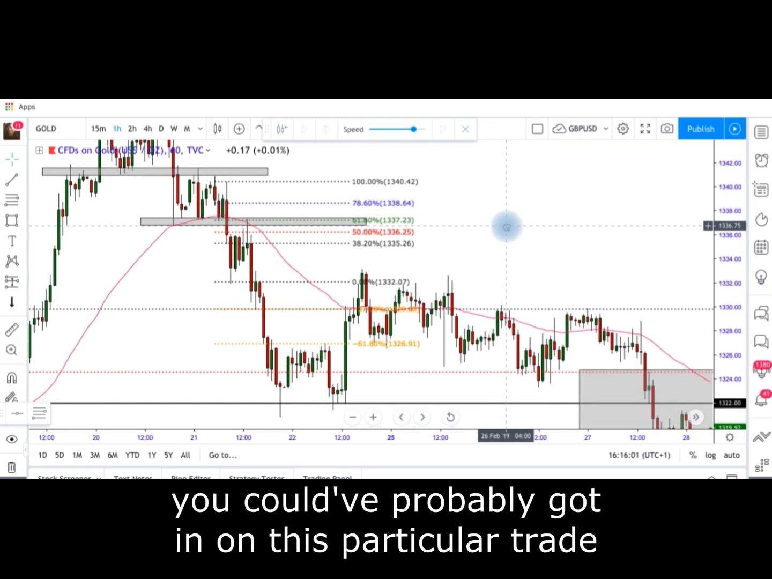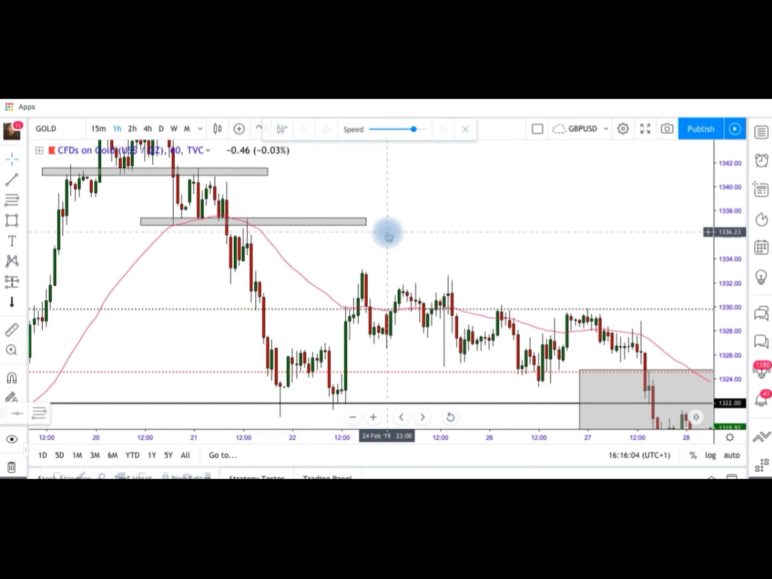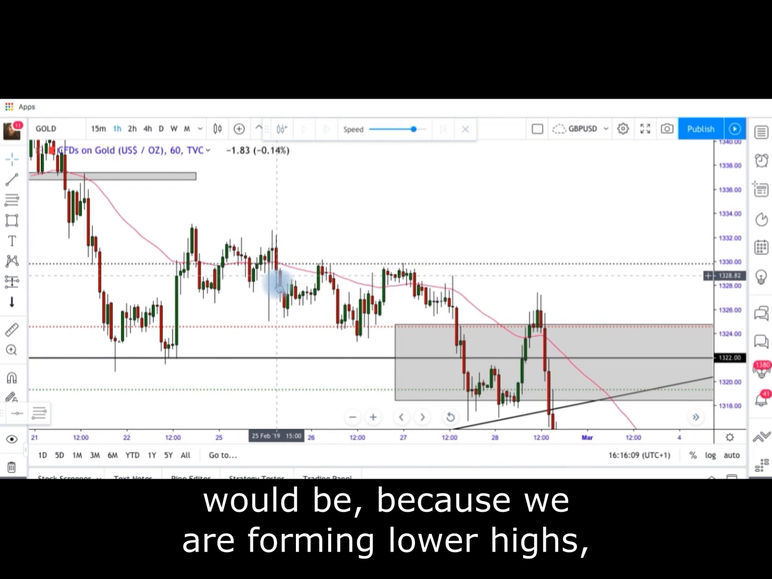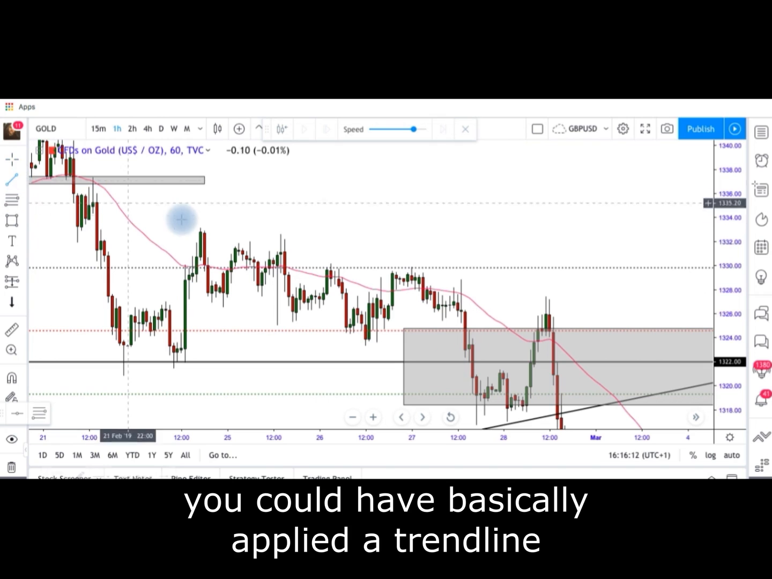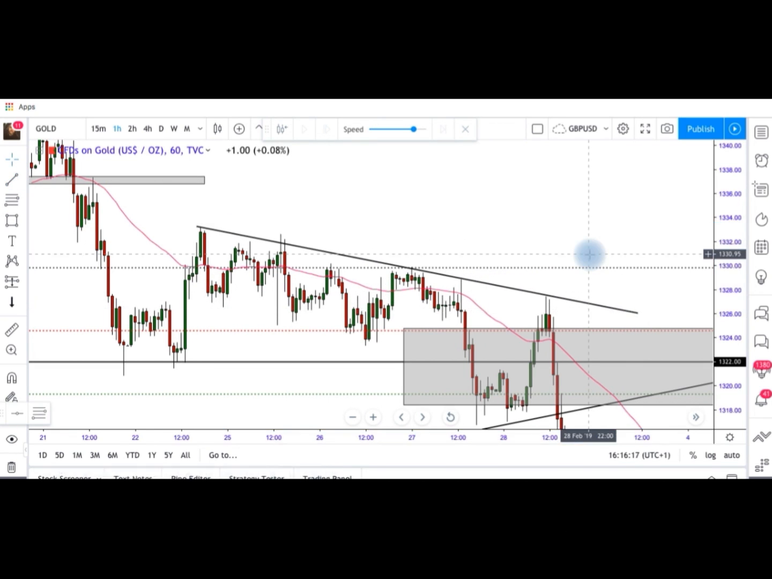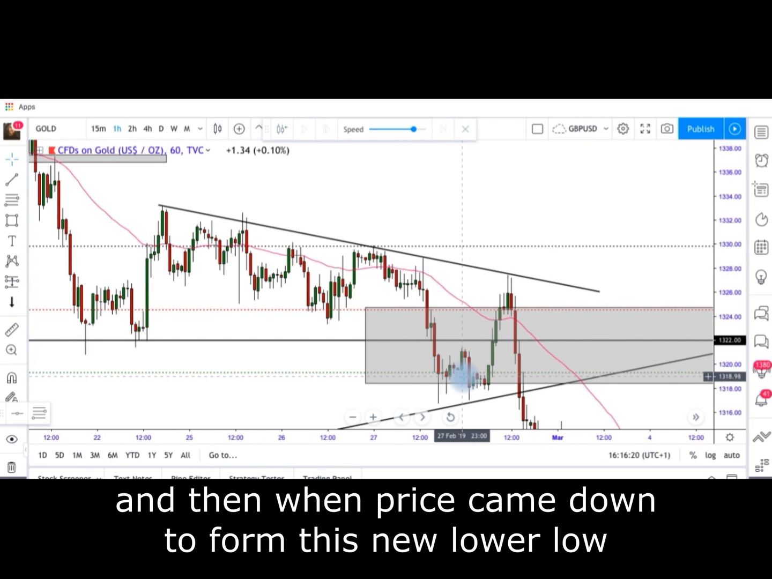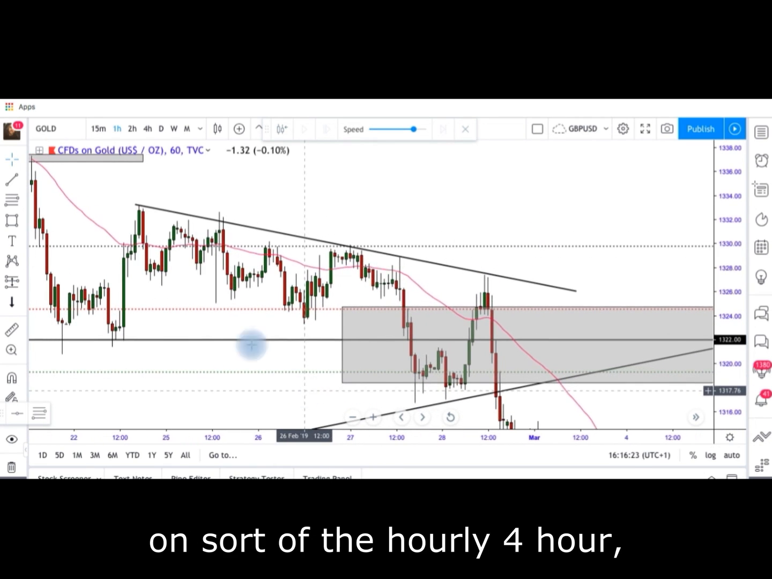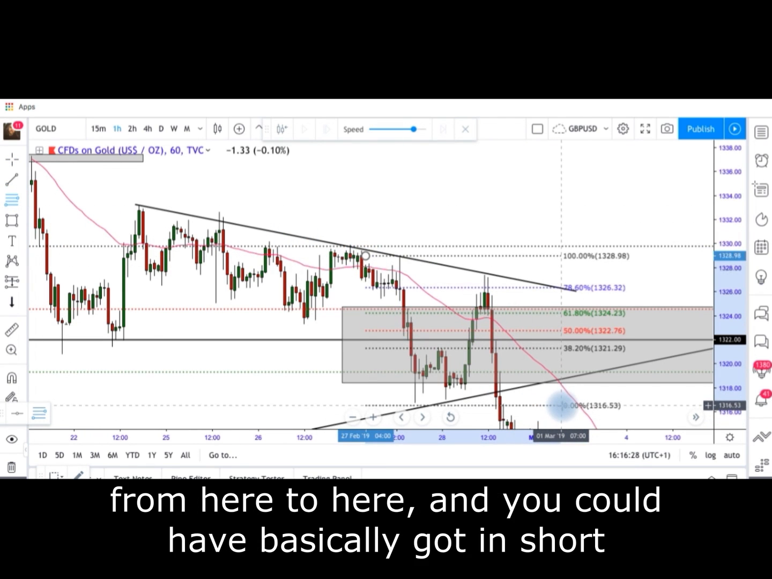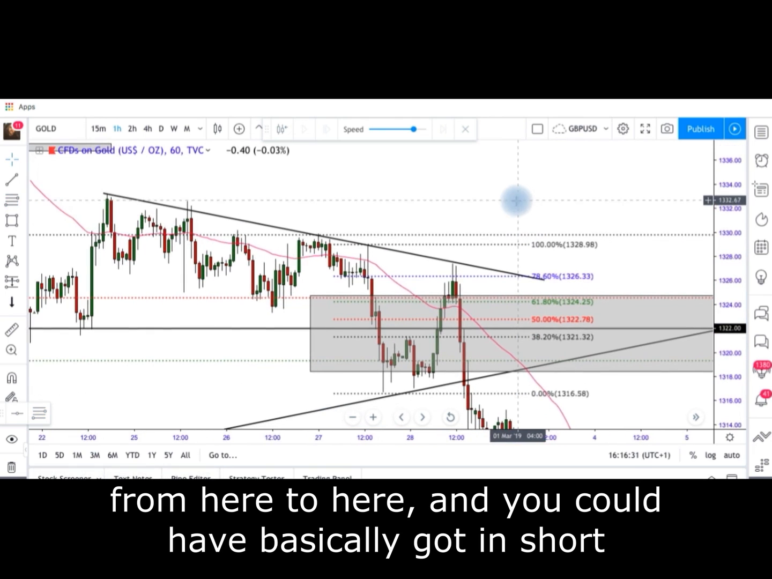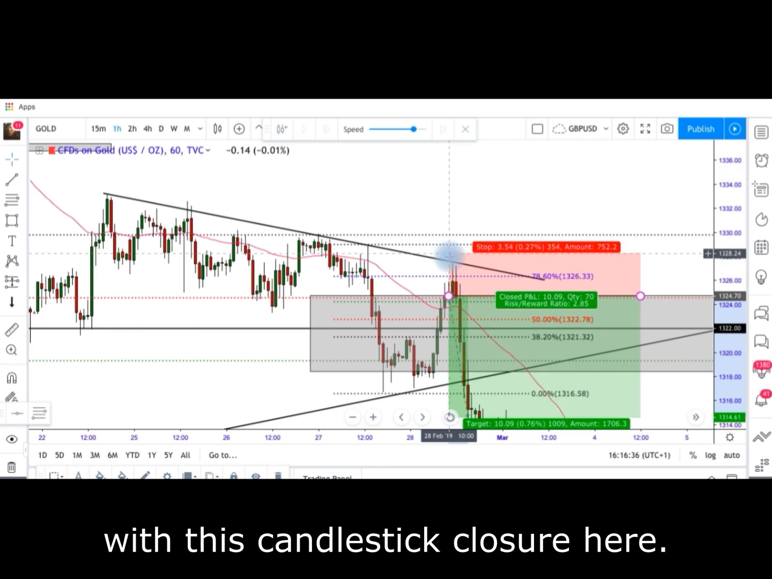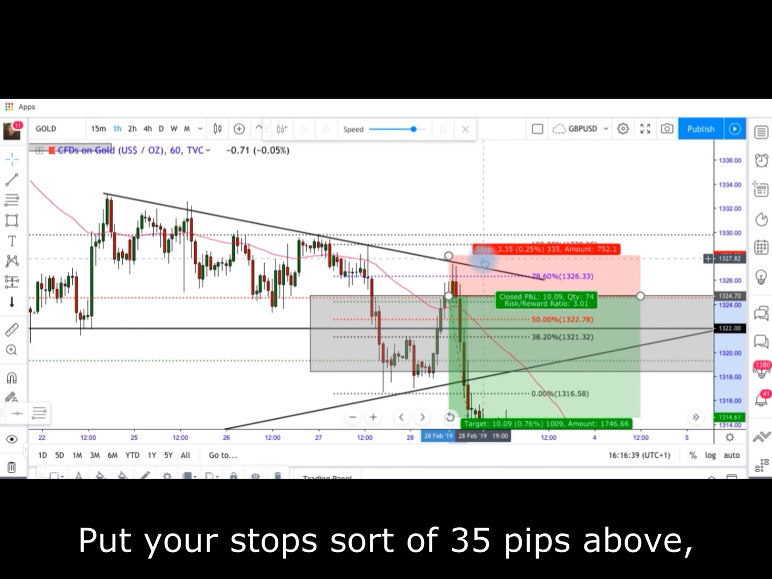And then the next opportunity that you could have probably got in on this particular trade would be, because we are forming lower highs, you could have basically applied a trend line once you've got 0.1 and 0.2, dragged it out like this, and then when price came down to form this new lower low on sort of the hourly 4 hour, once price had stopped, you could have flipped it from here to here, and you could have basically got in short of this candlestick closure here, but it stopped sort of 35 pips above.